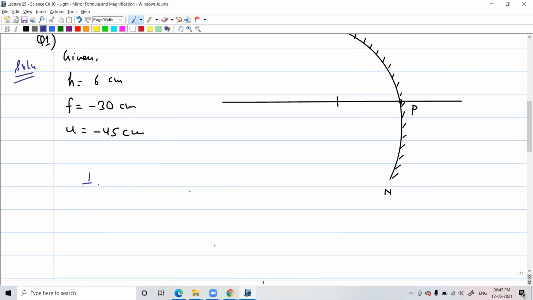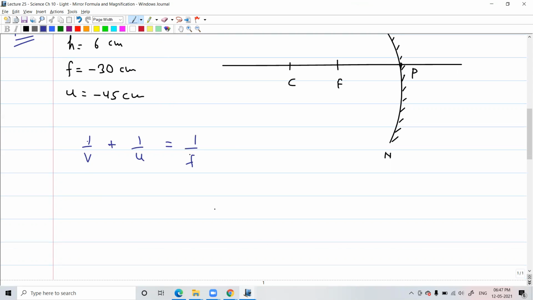So what is the formula? 1 by V plus 1 by U is equal to 1 by F. So basically in this formula, we need to find out the V value. So I will keep 1 by V on this side and send 1 by U to the other side. I will write 1 by F minus 1 by U.